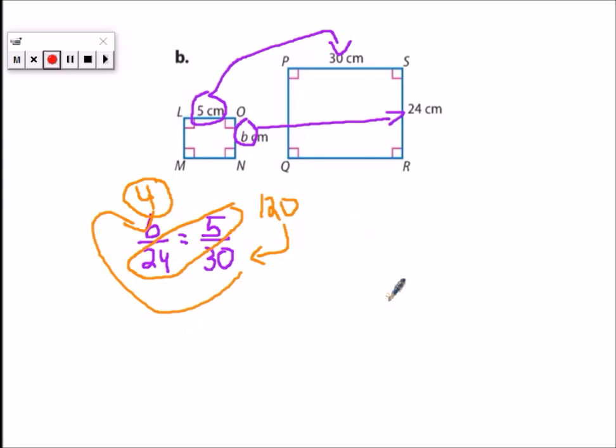Now, if you can go a little bit further and set it up as an equation, algebraic, that means that 5 times 24 will give you 30 times whatever b is. So 5 times 24 is 120.